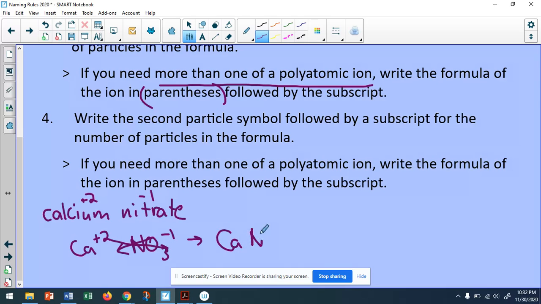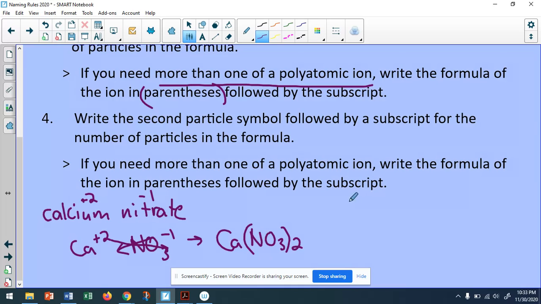If I wrote this, it kind of wouldn't make sense, right? It looks like NO32. So we use the parentheses to show what we have 2 of. I have 2 of the NO3s.